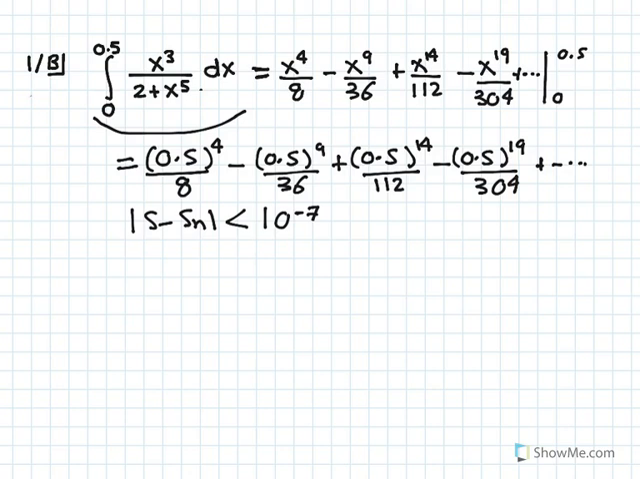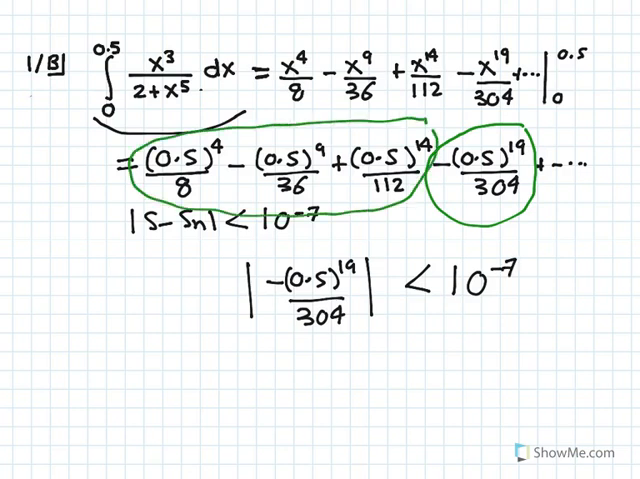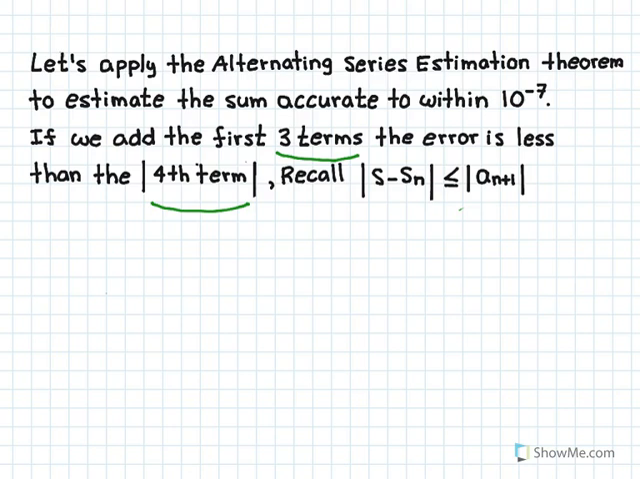So it suffices to look at the 4th term and to see whether the absolute value of this term is less than 10 to the minus 7. If the absolute value of this term is less than 10 to the power of minus 7, we can add the first 3 terms to estimate this definite integral. And the error of this approximation will be less than 10 to the power of minus 7.